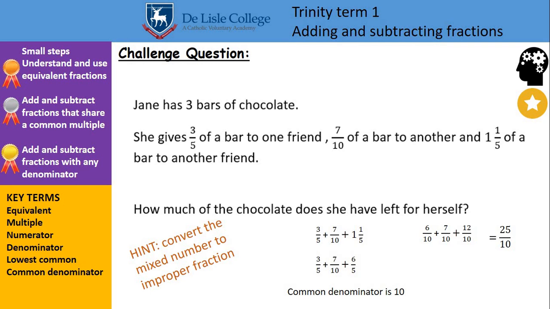Now, at this point, we could leave it as it is, or we could convert it to a mixed number to make it even clearer. 25/10. How many 10s go to 25? That's 2, with a remainder 5, so 2 5/10. We know Jane has got 3 bars, so we can do 3 minus 2 5/10, leaves us 5/10, or, again, you may recognise as equivalent fractions. If we divided both by 5, that's 1/2. So Jane has only got a half a bar of chocolate for herself.